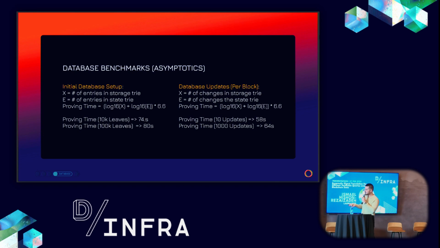And when thinking about the performance of this, there are two important things to consider: the initial database setup and then the update of that database per block. The initial database setup can be done in about, let's say, 75 to 80 seconds for 10,000 or 100,000 leaves respectively. And then the update per block can be done in about 58 to 64 seconds. So this is obviously a little bit longer than block time right now, but we anticipate later versions to be able to get this sub-block time.